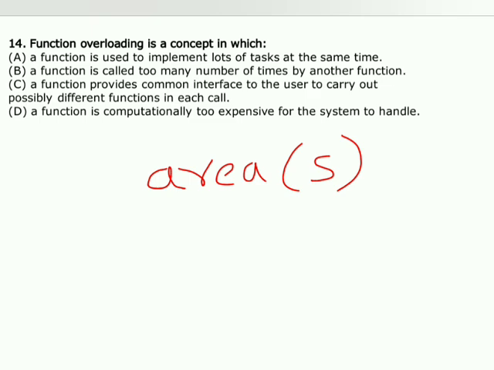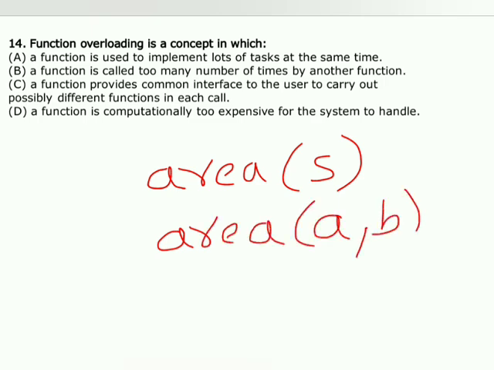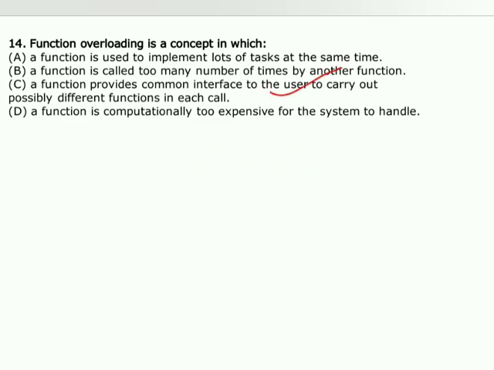Similarly here, the area of a rectangle. Suppose I want to know the area of a rectangle, then the parameters are a comma b, that is the length into breadth. So like that, the function call is the same and the parameters are different here. So option C is the correct answer. And what is option D here? A function is computationally too expensive for the system to handle. This is also incorrect because function overloading has nothing to do with computational expense. So option C is the correct answer.